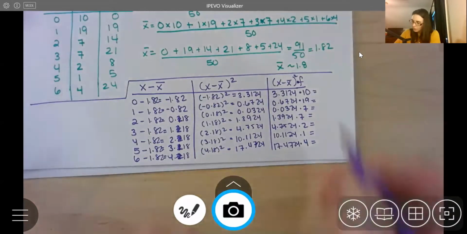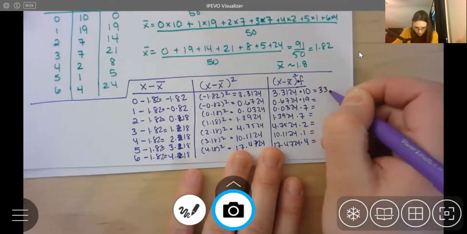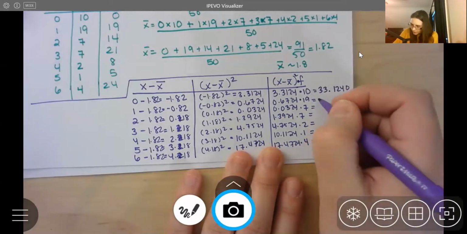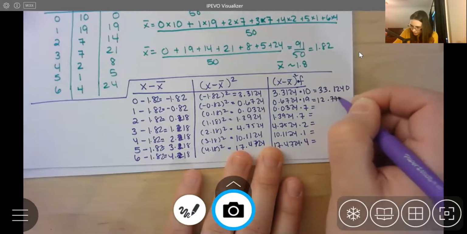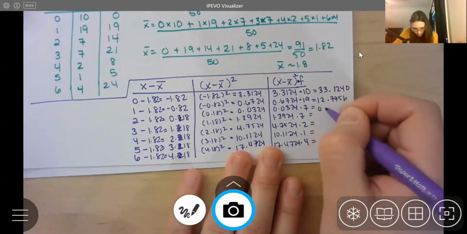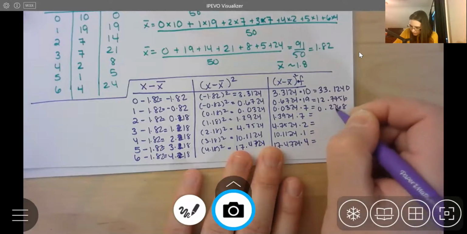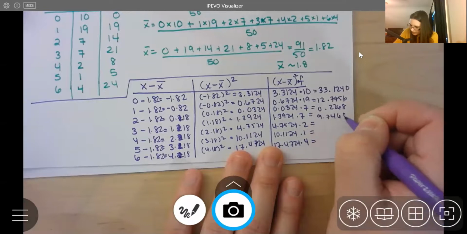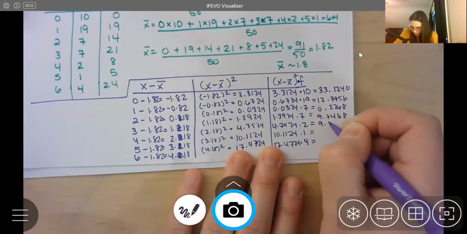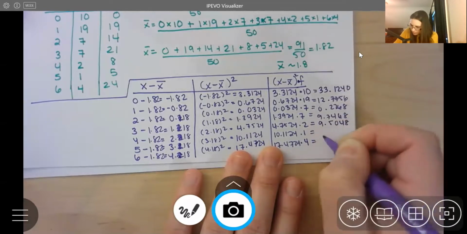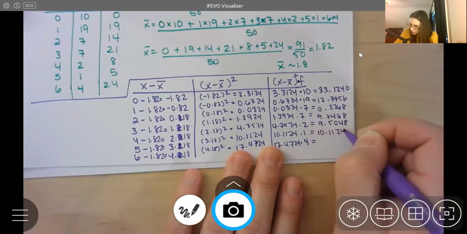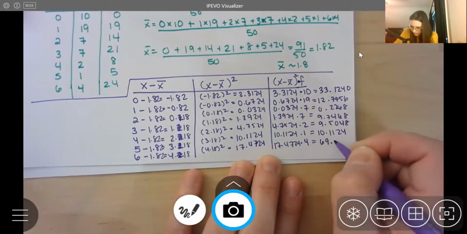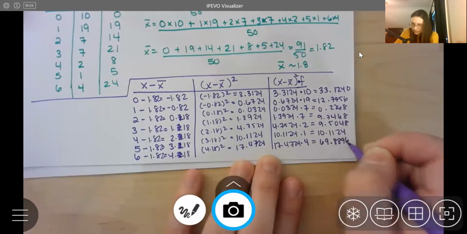All right, so let's see. We get 33.1240. I'm just using 4 decimal places. Let's see, 12.7756, 0.2268, 9.7468, 9.5048, 10.1124, and the last one, 69.8896.